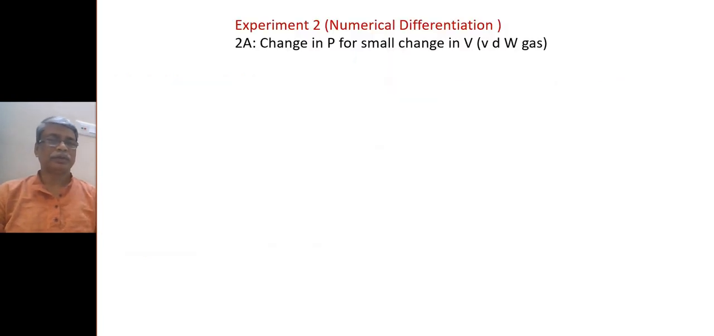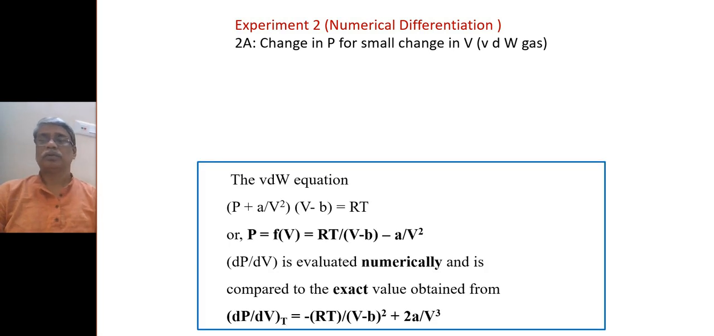So we'll start with numerical differentiation, experiment 2A, change in pressure for small change in volume for Van der Waals gas. The physical problem looks like this. The equation everyone knows: (P + a/V²)(V − b) = RT for 1 mole of gas. You can manipulate it a little to express P in terms of V as P = RT/(V − b) − a/V².